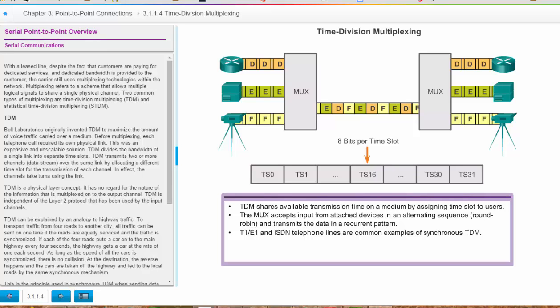TDM shares available transmission time on a medium by assigning time slots to users. The multiplexer accepts input from attached devices in an alternating sequence. It's kind of a round robin type thing, and transmits the data in a recurrent pattern. T1 or E1, and ISDN telephone lines are common examples of synchronous time division multiplexing.